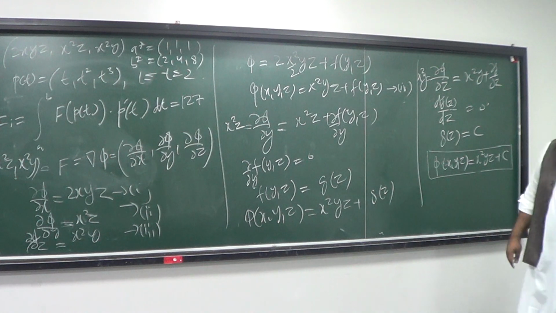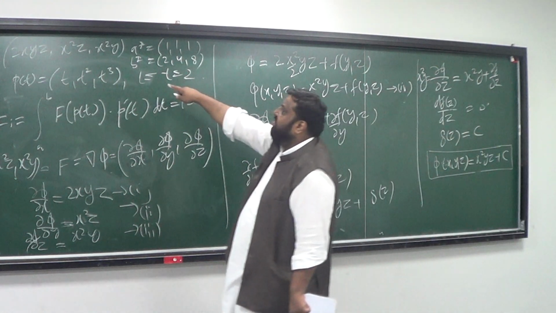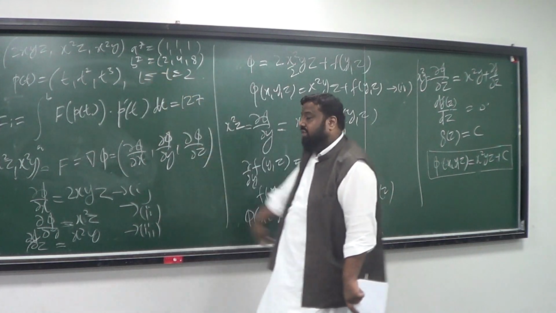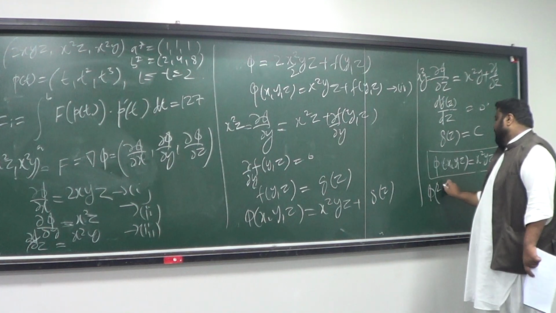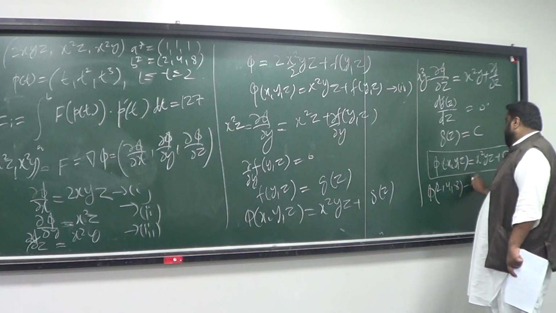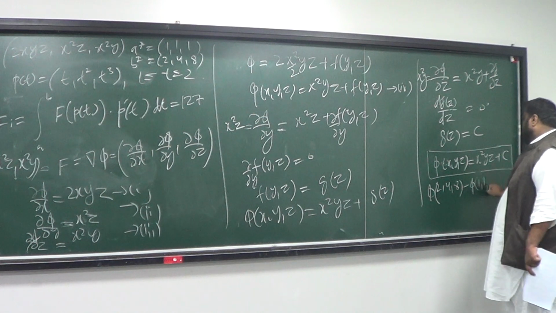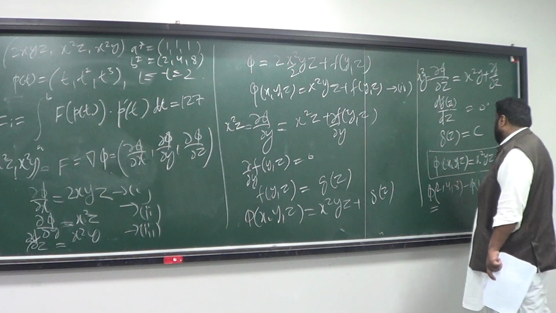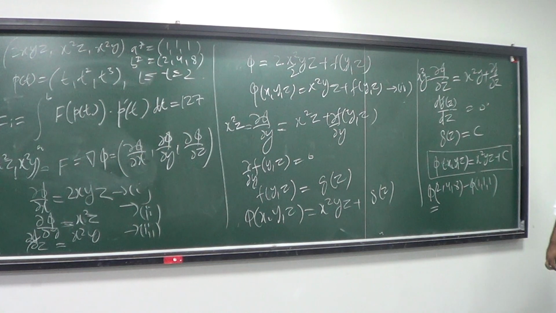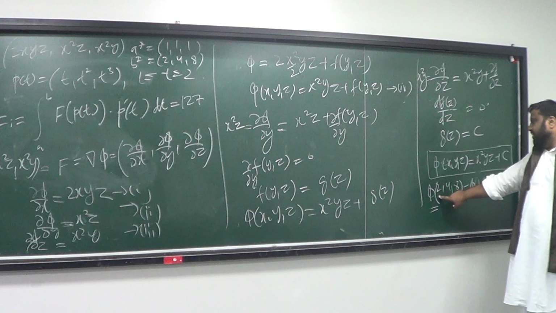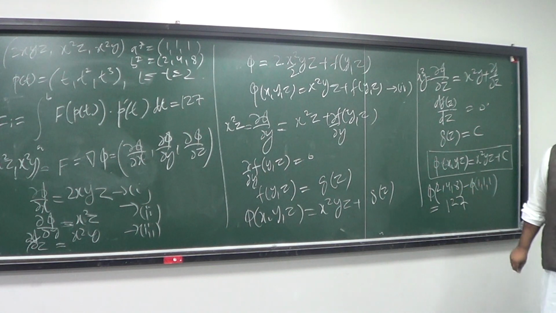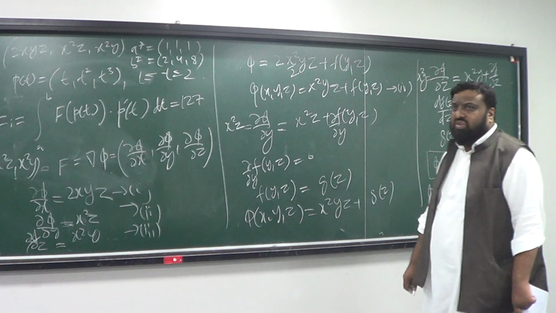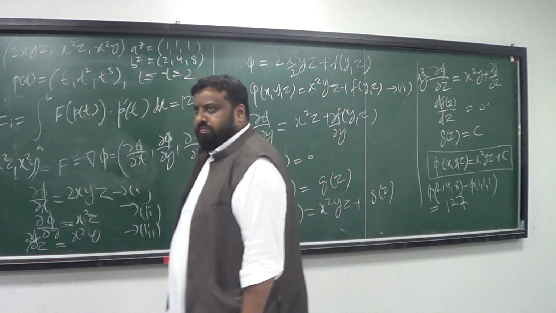I need to compute phi at the two endpoints of the curve. So I can have phi of (2, 4, 8) minus phi of (1, 1, 1). This constant c will cancel out from both, and you can make the calculations of 4, 16 and 8, and you will see that it's going to be 127. You can check it, that is really going to be 127.